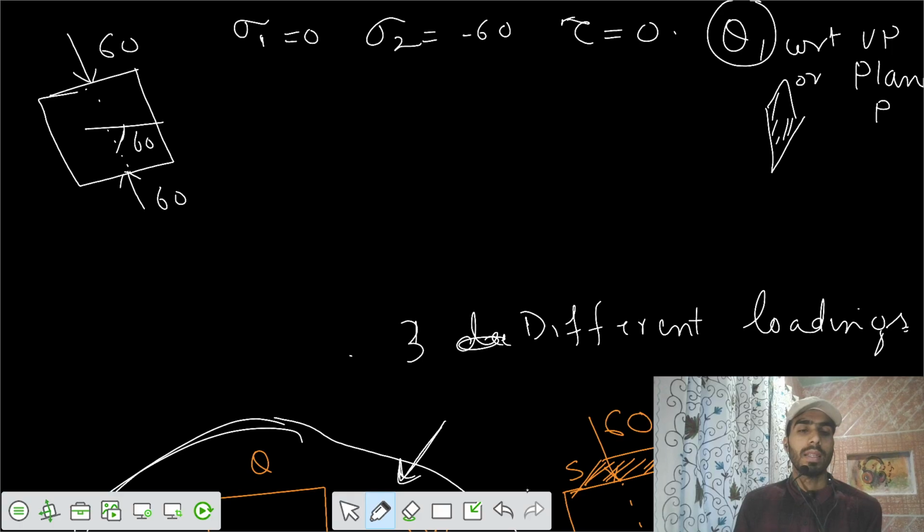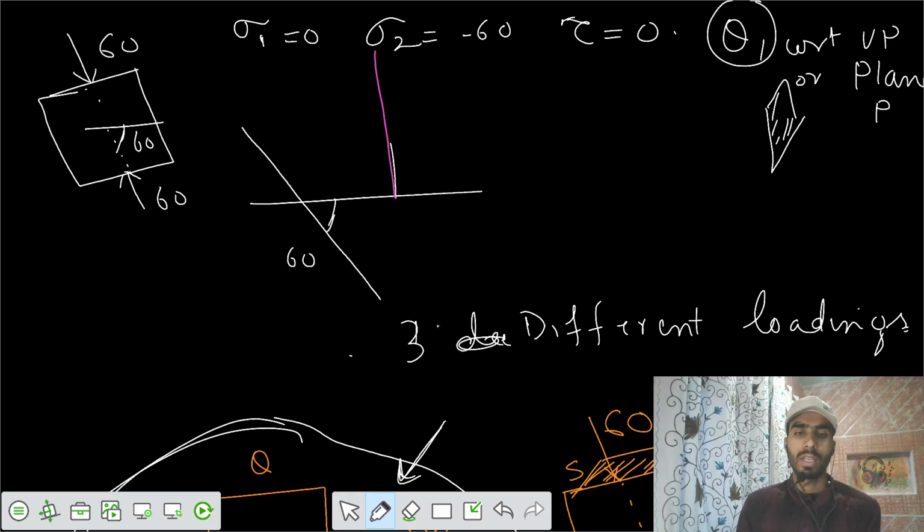So let's say this is the line of action of force, line of action of stress, and this is horizontal. So this is 60 degrees, and we want to find what is the theta it makes with the vertical. Let's say this is the vertical face. We want to find what is the theta it makes.